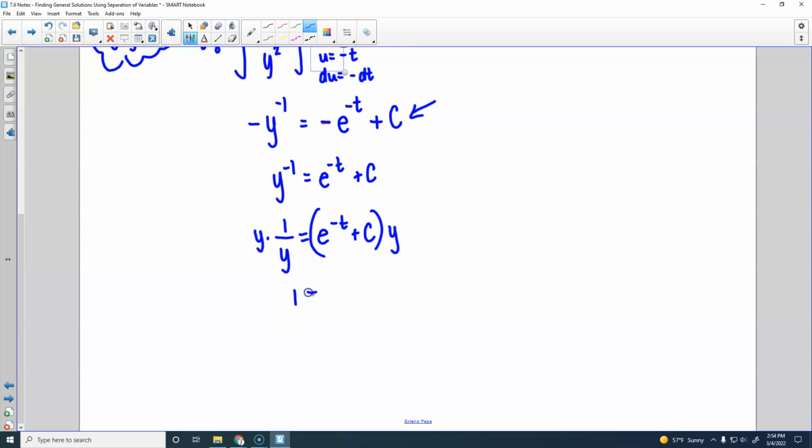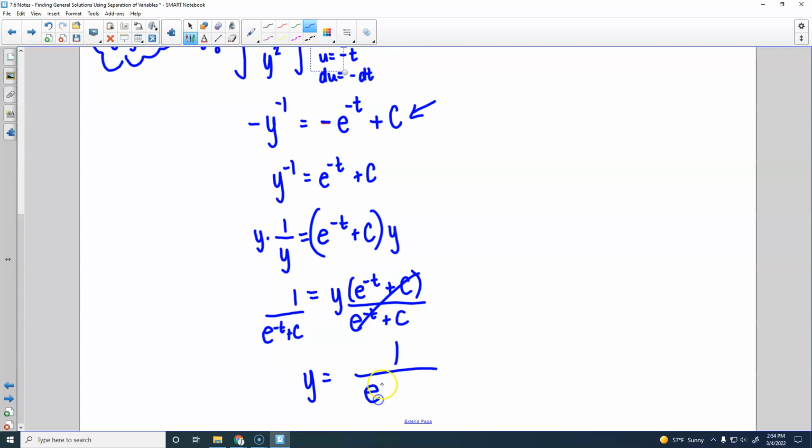So I've got 1 equals y times e to the negative t plus c. And then you're going to divide by the e to the negative t plus c. So your y would equal 1 over e to the negative t plus c.